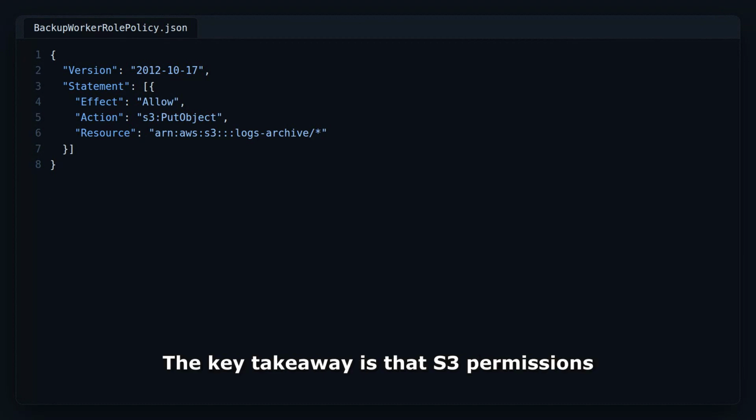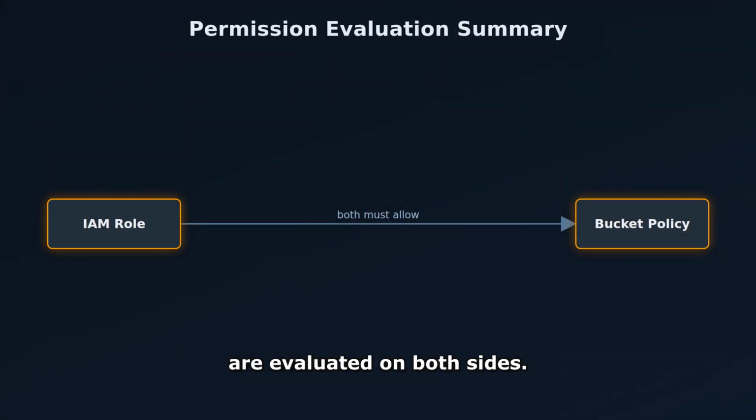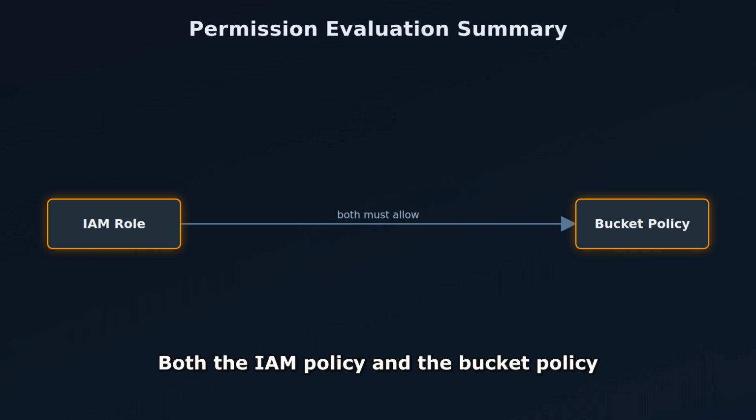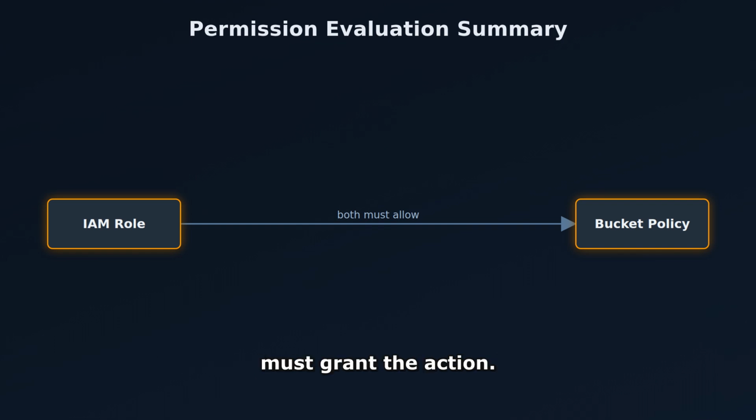The key takeaway is that S3 permissions are evaluated on both sides. Both the IAM policy and the bucket policy must grant the action. Adding the minimal bucket policy statement resolves the issue while preserving the bucket's privacy. Now you have the exact fix for the exam question and for real-world scenarios. Remember to always check both policies before assuming a role is sufficient. This habit will save you time on the test and in production.